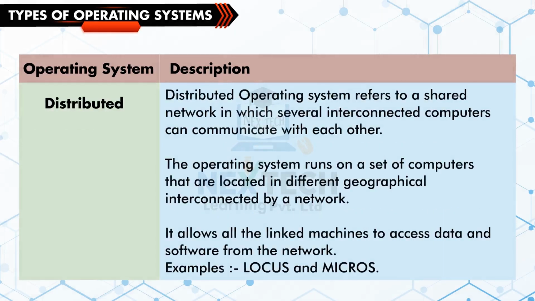Distributed. Distributed operating system refers to a shared network in which several interconnected computers can communicate with each other. The operating system runs on a set of computers that are located in different geographical regions interconnected by a network. It allows all the linked machines to access data and software from the network. Examples: Locus and Micros.